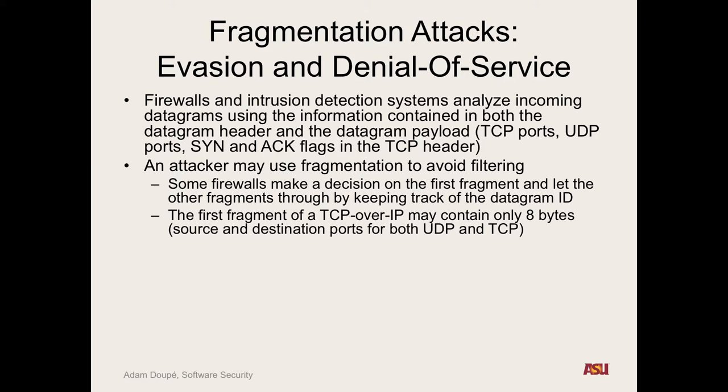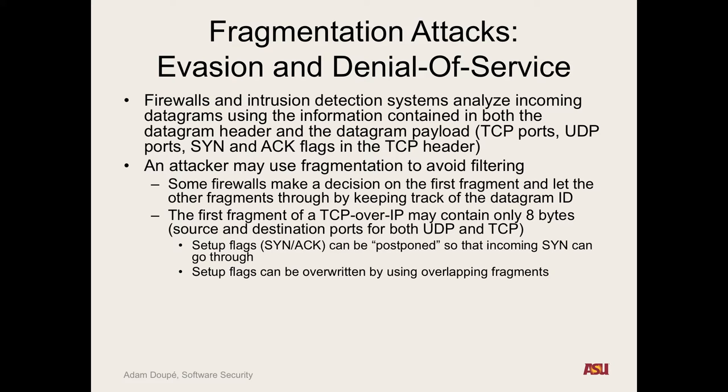Another thing you could do is send a first fragment with the very first part of the packet. The very first part of the packet is TCP or UDP. You haven't looked at it directly, but it's going to contain the port numbers. So then the firewall says, okay, this is a TCP connection to the web server. Good. I'm going to allow this packet through.